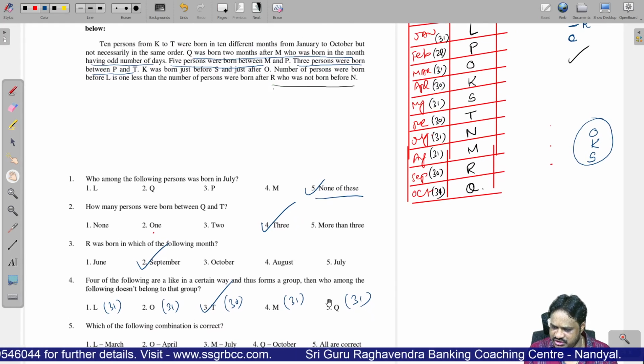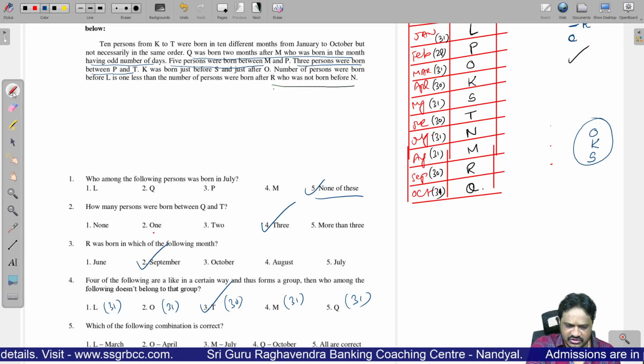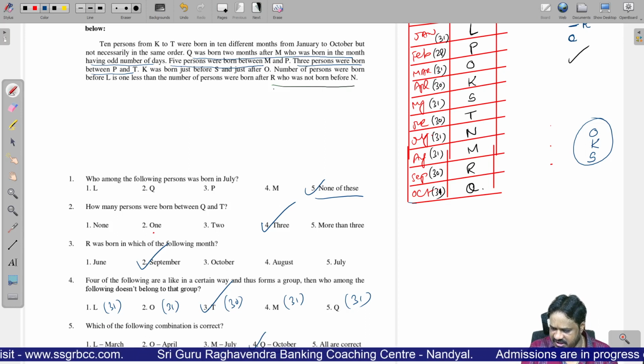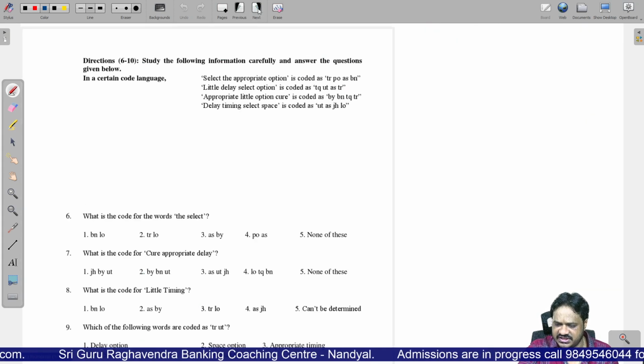L March, O April, M July, Q October. So only Q October is the correct combination. So the fourth one is the correct answer. Let us see the next question.